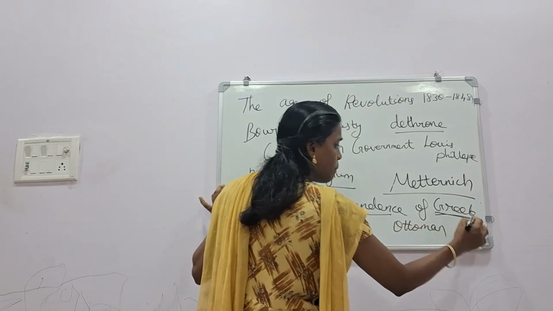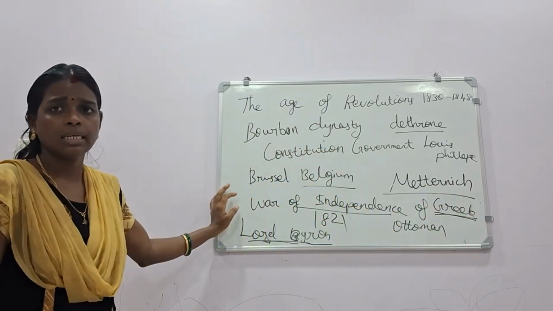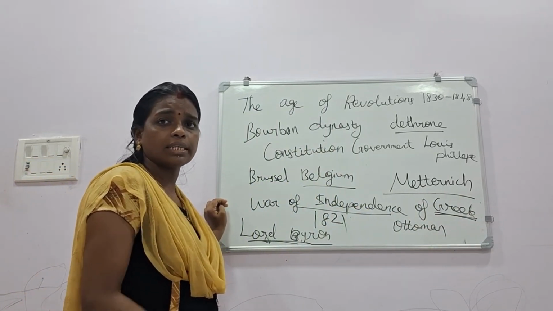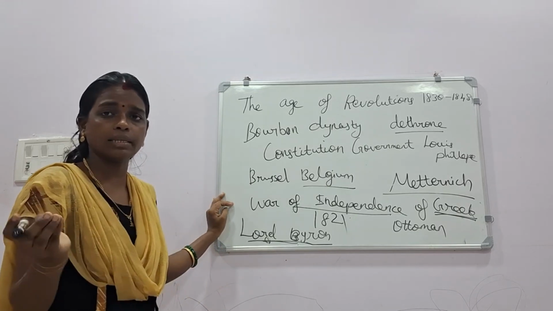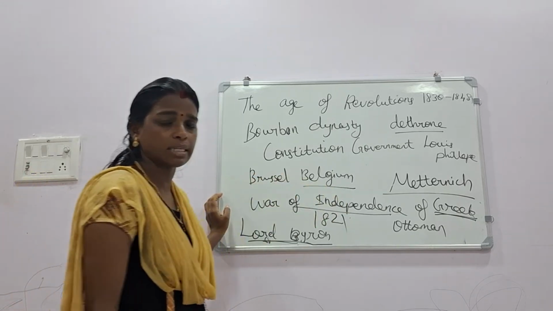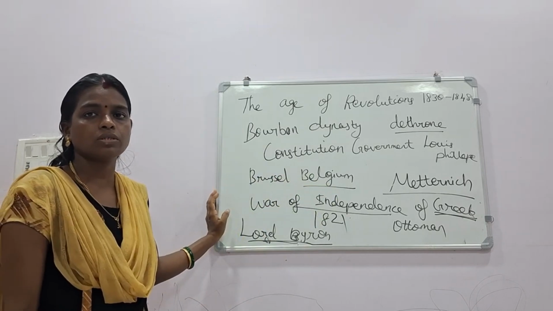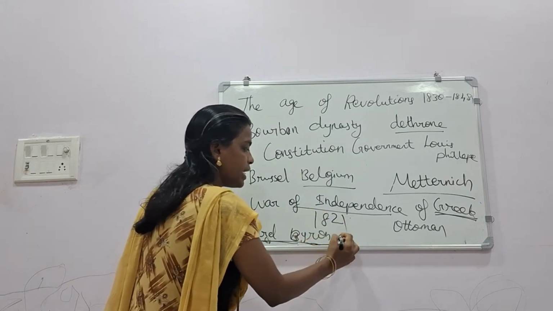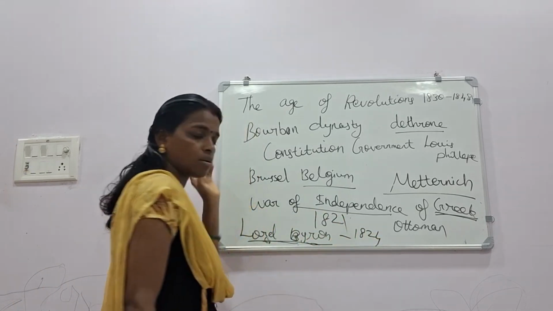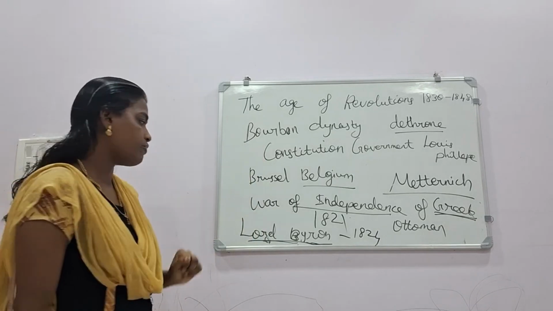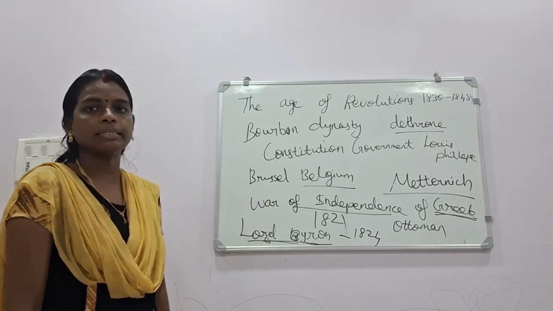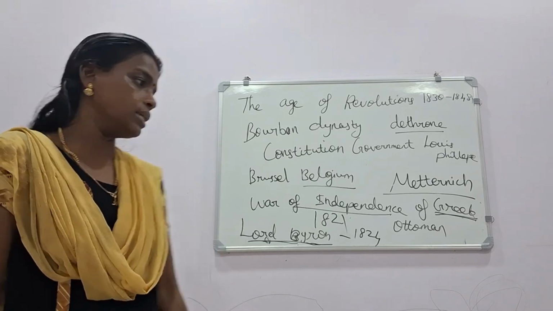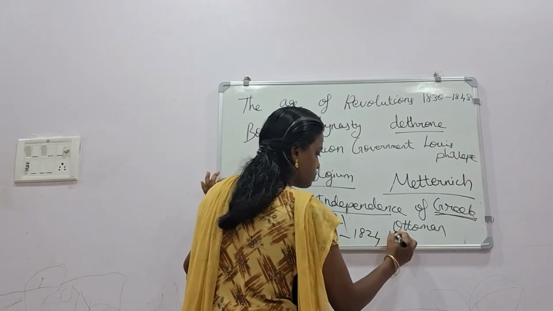Greek got support from Greece. Greece means the Greek country people who are located everywhere in the European countries, they rendered their support to the War of Independence of Greek, and not only that, Western European countries also supported the War of Independence. So Lord Byron, who supported the War of Independence, died in the year 1824. And this war came to an end with the Treaty of Constantinople in the year 1832.